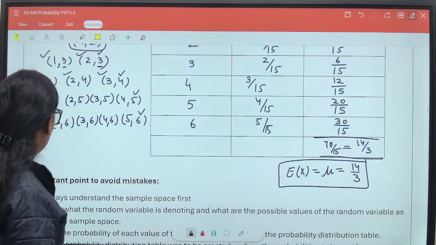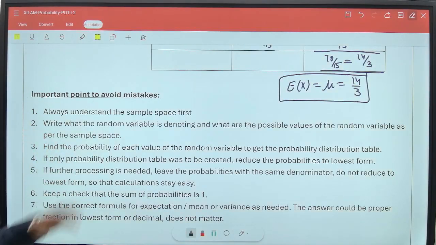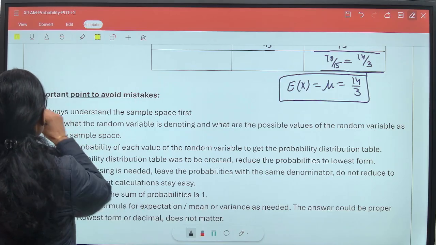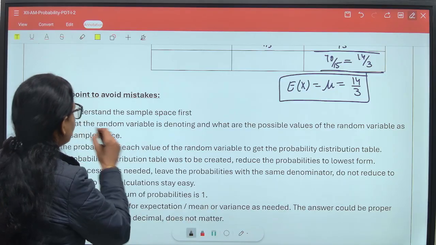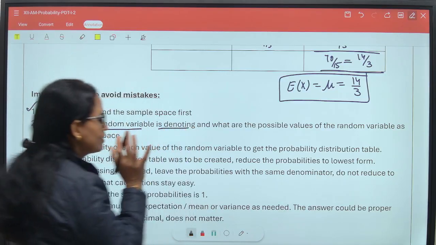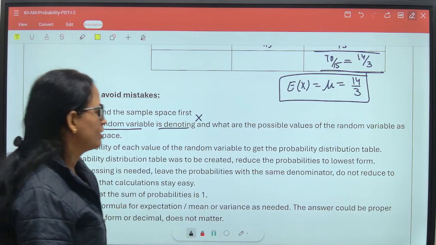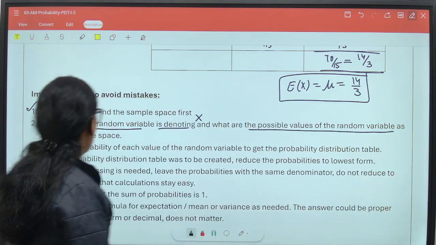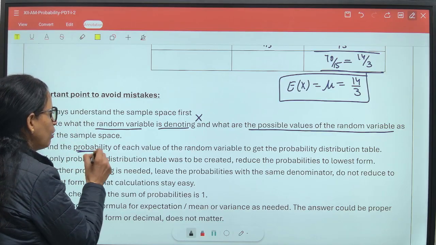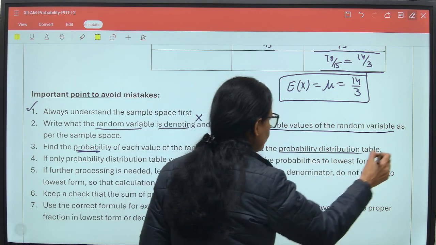Great. So let's look at some important points to avoid common mistakes when you are handling questions related to the probability distribution table. The first thing is very important: always understand the sample space first. Write what the random variable is denoting. If it is not given in the question what the random variable X is, then please mention what X is and find out the possible values of this random variable. After this, find the probability of each of these values of the random variable to get the probability distribution table.